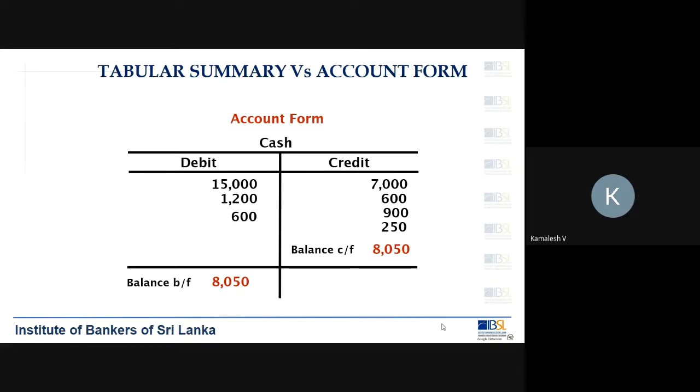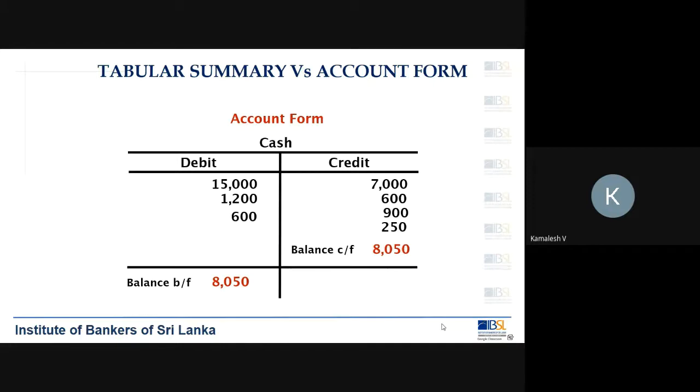So when you are balancing an account, it will have a balancing figure. In this case, it is very clear we have 8,050. So this 8,050 will be the closing balance of your account. Likewise, just imagine how many closing balances you will have in your ledger. For each and every account, you have to perform this function and carry forward the balance, which is the identification of the closing balance.